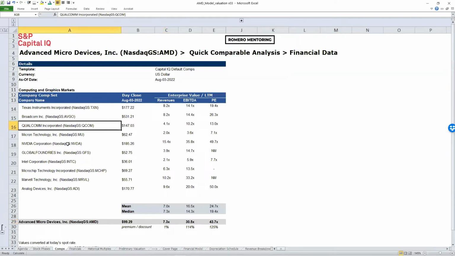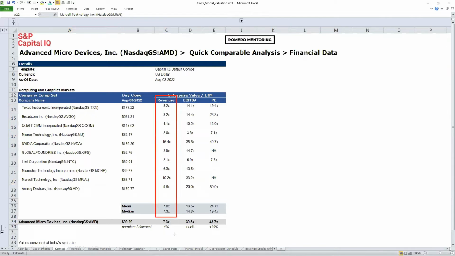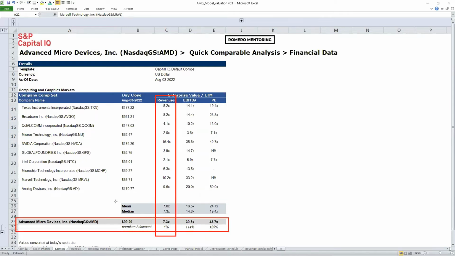Okay, so here it is. This is obviously the semiconductor space. You have Texas Instruments, Broadcom, Qualcomm, Micron, Nvidia, all the way to Marvell and so forth. Take a look at one of the metrics that we pay very close attention to, which is revenue. How is AMD trading versus the peer group on a mean and median basis? They're pretty much in line with the industry, right? There's not really that much of a premium on the stock, illustrated right here on row number 30, okay?